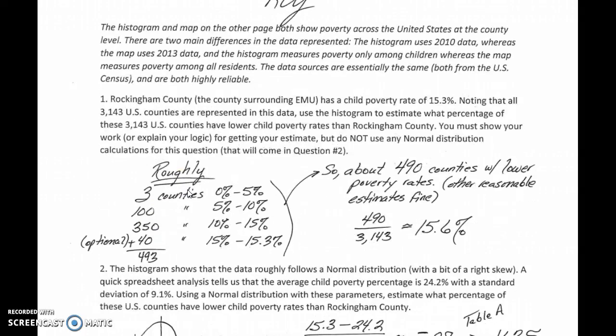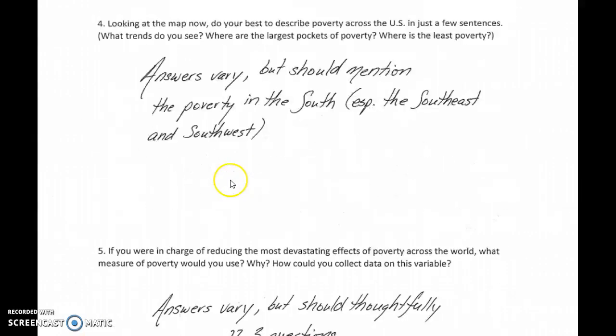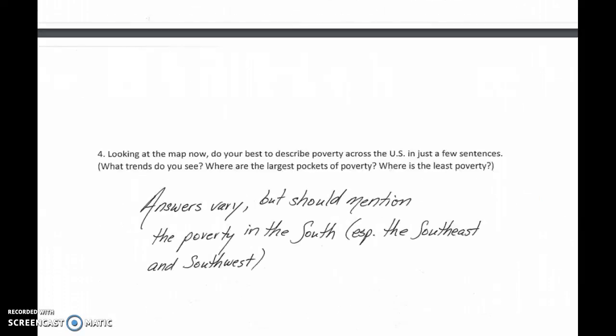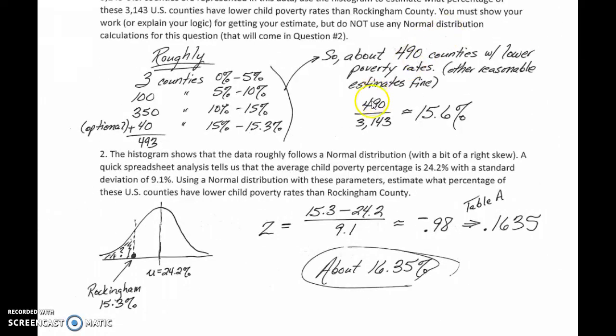Okay, I want to mostly focus on the normal distribution questions, but this first one, just to tell you, is an estimate based on the histogram here, where you're roughly looking at how many are in each of these bars, especially this 5 to 10 bar, something around 100, and this 10 to 15 bar, something around 350-ish. It's 15.3% is Rockingham County, so you may throw in a few from this bar, but probably not too many there on average. And then you would just add those up, divide by the total number of counties.